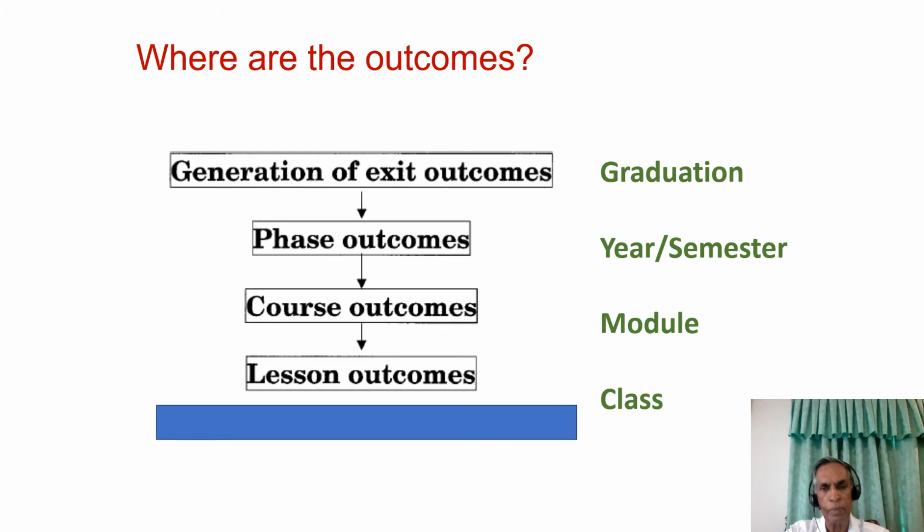If you look at this picture, the lesson outcomes are at the class level. The course outcomes are what the module will be designed in. The phase outcomes relate to the year of study or the semester of study of the student, and the generation of exit outcomes is eventually what we are looking for in the learning outcomes of the professional as he is ready for practice.